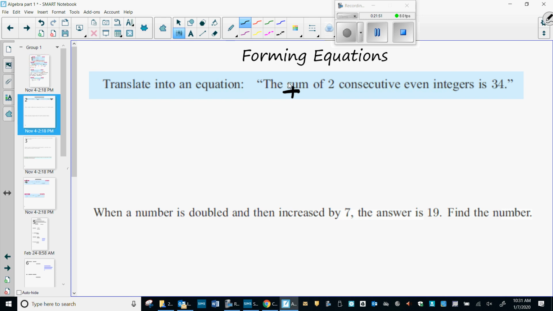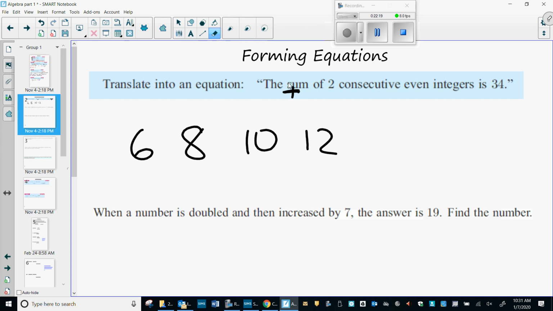So, if I said 6, what's my consecutive even number? 8. What's my next one going to be? 10. The next one would be 12. Okay, we get the idea. So we've dealt with our consecutive even business. Now, we don't know what the first number is going to be.